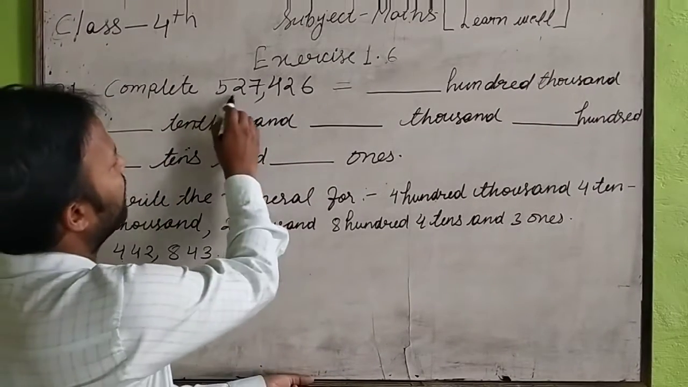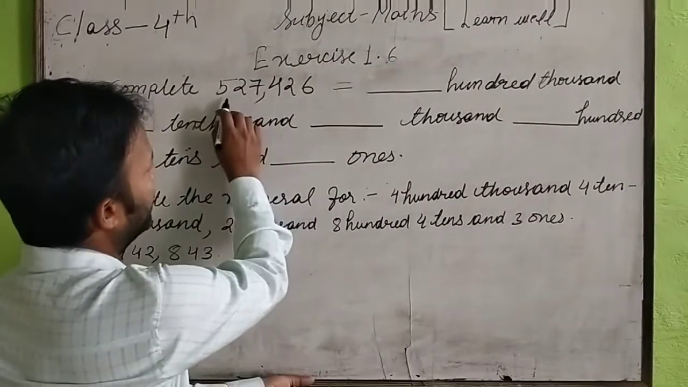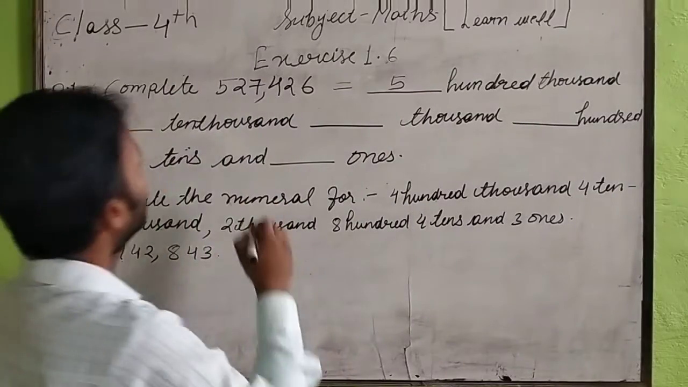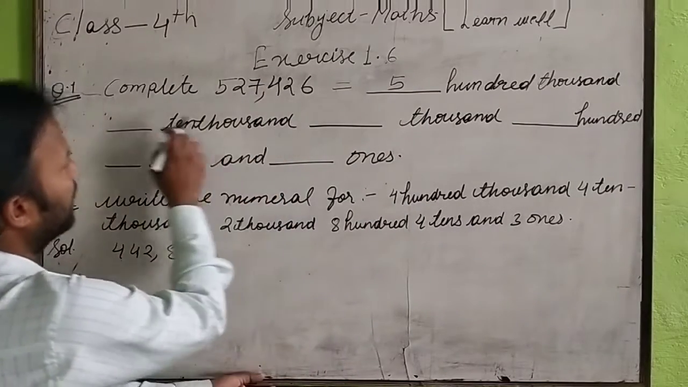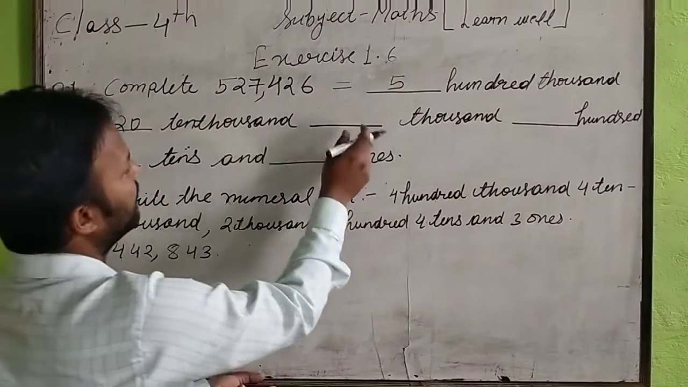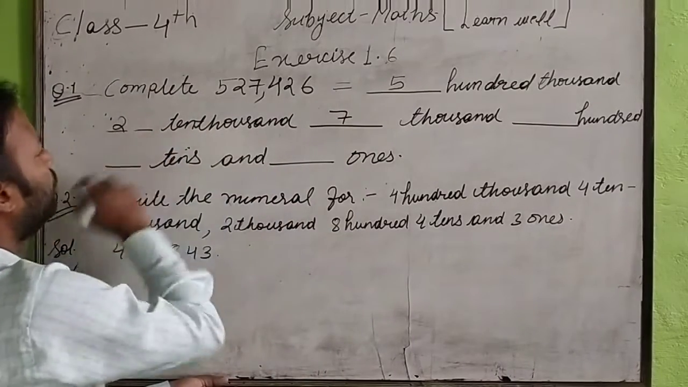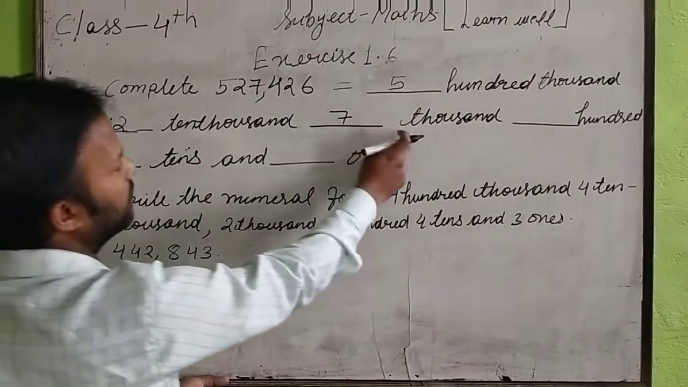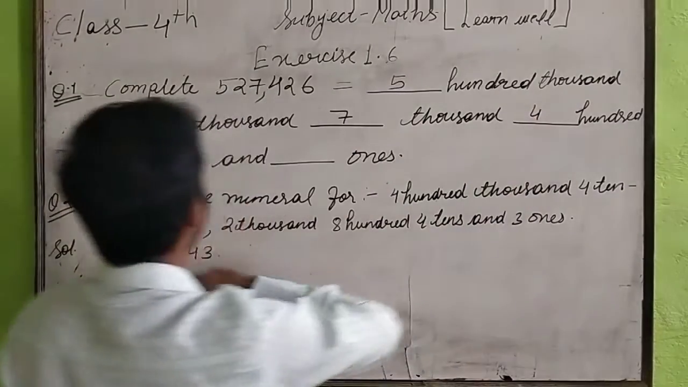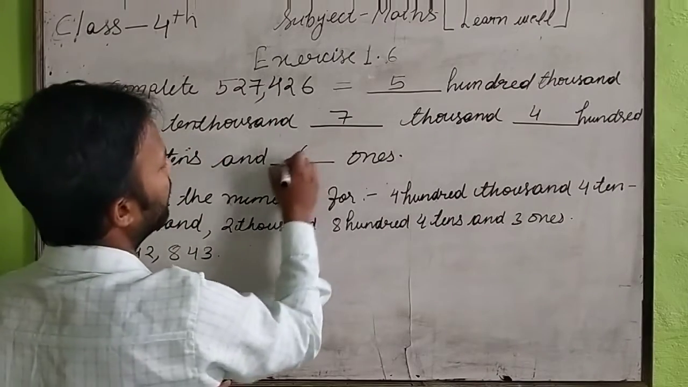Here see, 527,426. 527,000. It means how many 100,000s are there? 5. Okay. Then how many 10,000s are there? Sorry, how many 10,000s are there? 2. Okay. How many thousands are there? 7. How many hundreds are there? 4. How many tens are there? 2. And how many ones are there? 6.